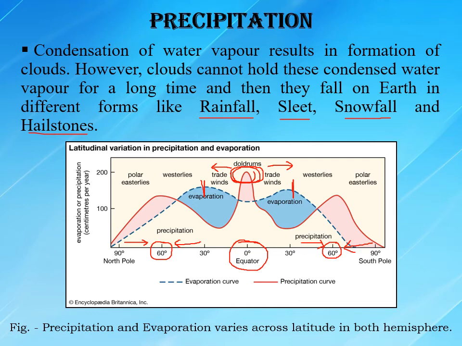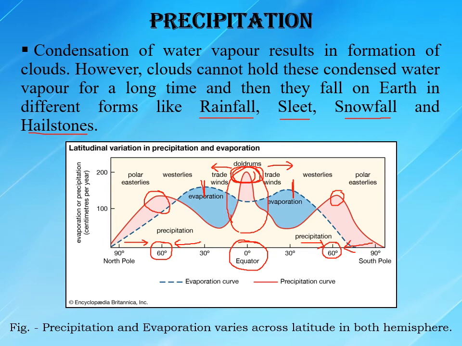So that is why we find higher values of precipitation in the equatorial regions, whereas at the 30-degree latitude in both hemispheres, although the evaporation is high, precipitation is relatively lower, and at about 60-degree latitude in both hemispheres, although the evaporation is low, precipitation is relatively higher. This is the global balance of evaporation and precipitation, which varies across latitude in both hemispheres.